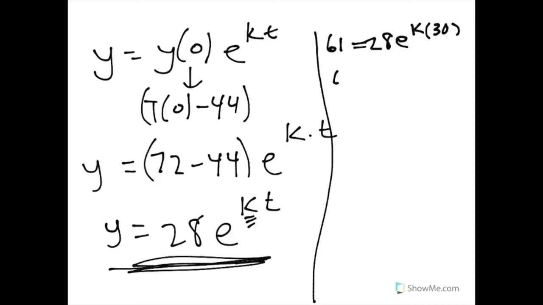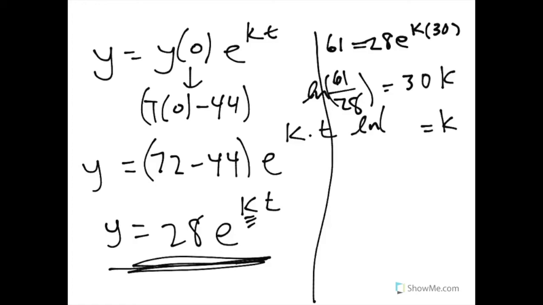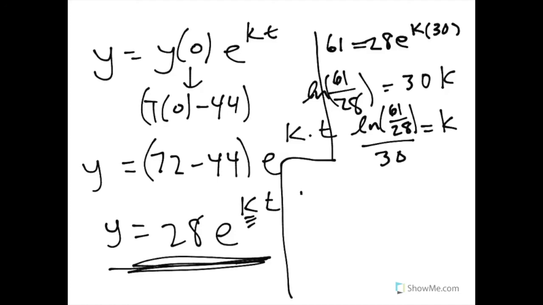Sure you could. That looks like 61 over 28. Then take the natural log of both sides to get rid of that e. This is 30k. And get k all by itself. It should look a lot like what we had in the last problem. It's the natural log of (61 over 28), all divided by 30. And then plug that back into your original problem. So now that you know what k is, my equation looks like y equals 28 e to the, just plug in that k, times t.